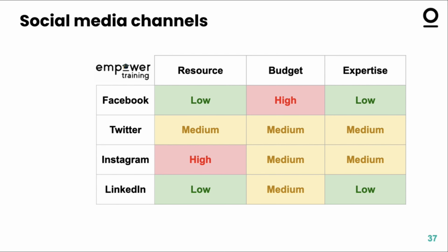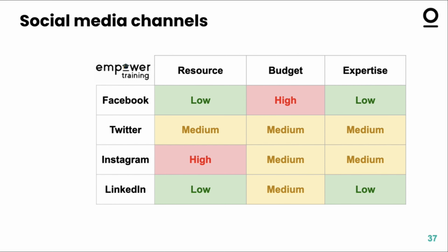With Instagram, we've put high resource. That's because if you want to create content that cuts through on Instagram and gets seen by lots of people, you need to put resource into creating that content. Now, in terms of budget, it's more user-friendly than Facebook, so your content will actually reach more people organically. But to help do that and cut through on Instagram and engage with your audiences, then you do need some expertise, so we put that slightly higher than Facebook.